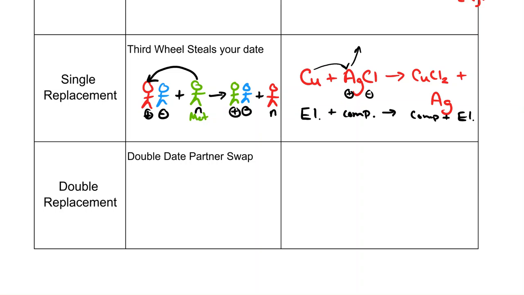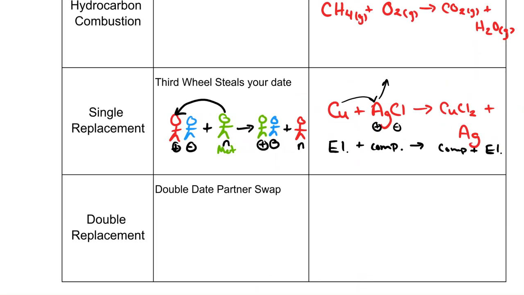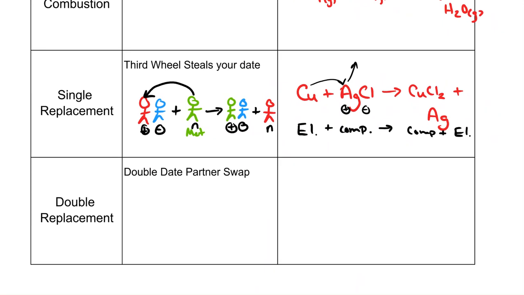Now let's talk about a double replacement reaction. Double replacement reaction is the exact same thing as single replacement, except instead of a compound plus an element, it's two compounds reacting together. And so what we have is we have a double date partner swap. And so I'm going to draw the exact same thing I had here.